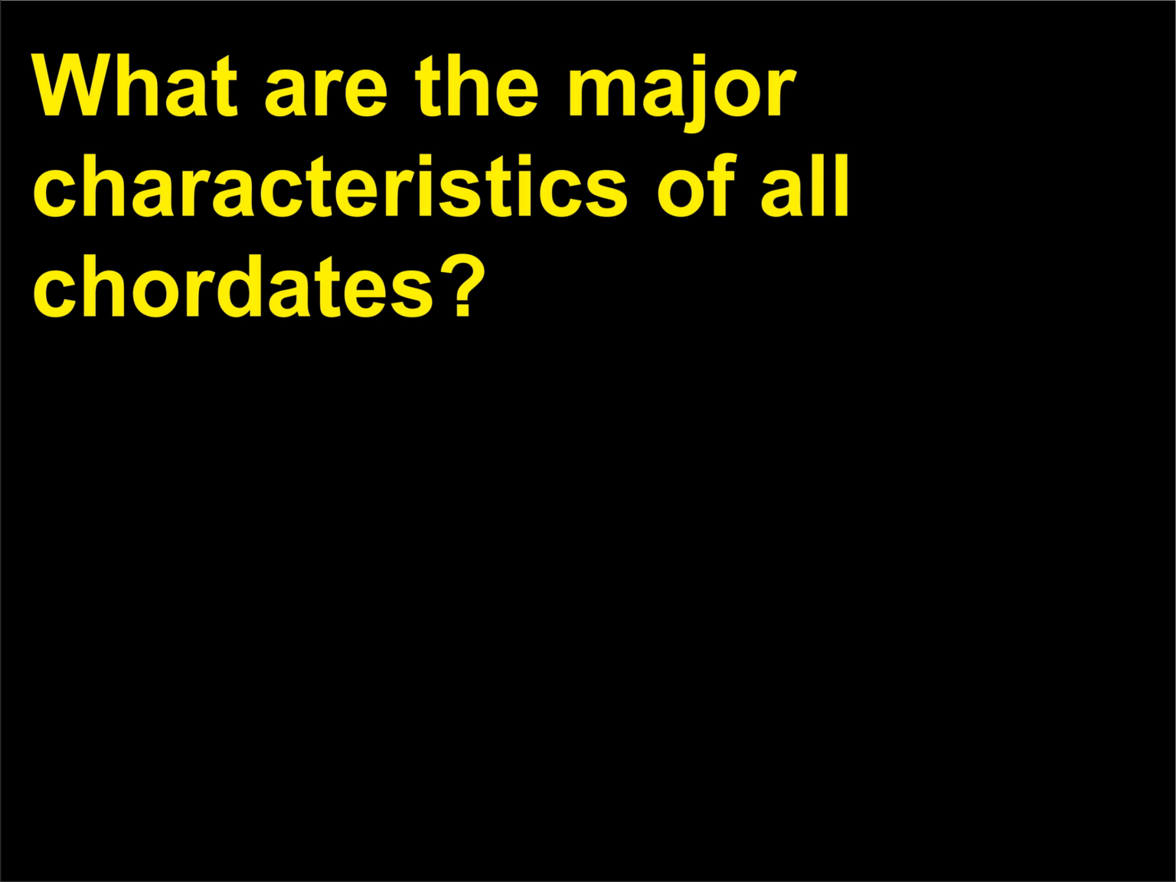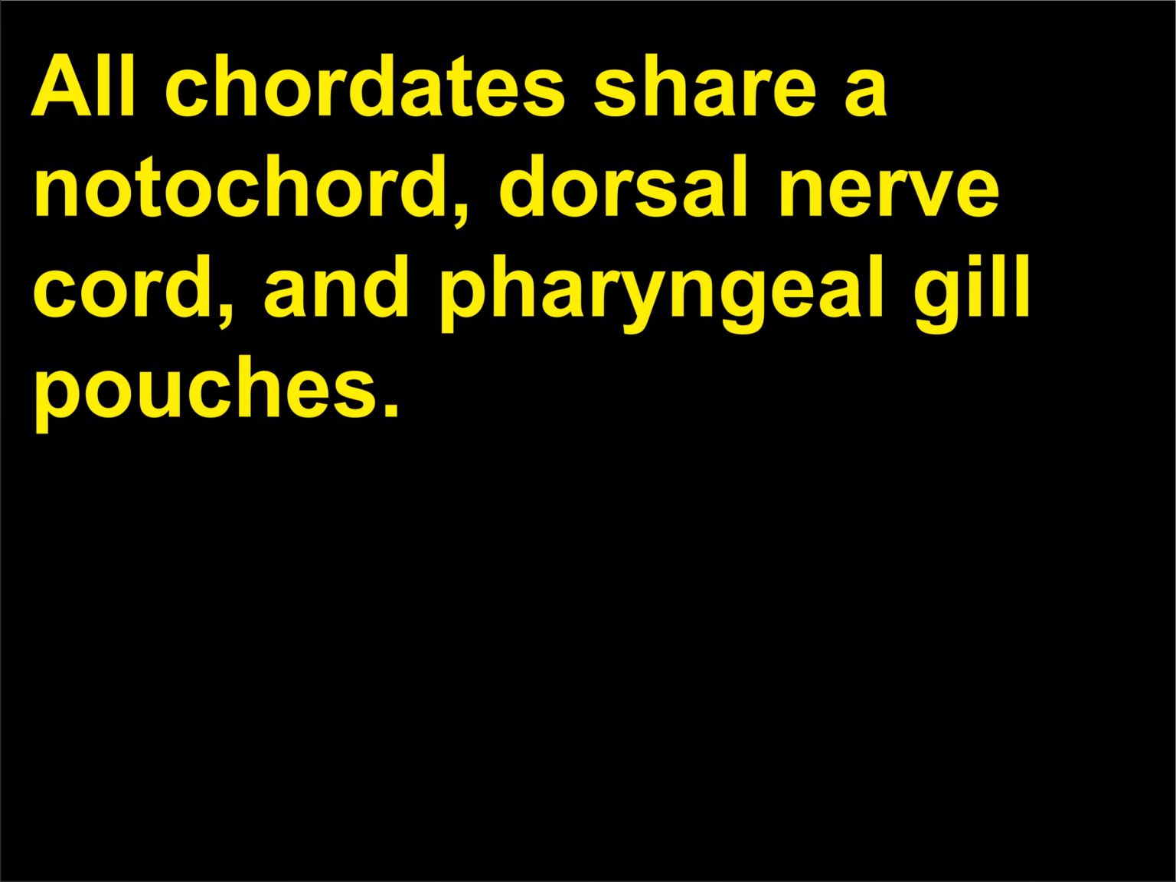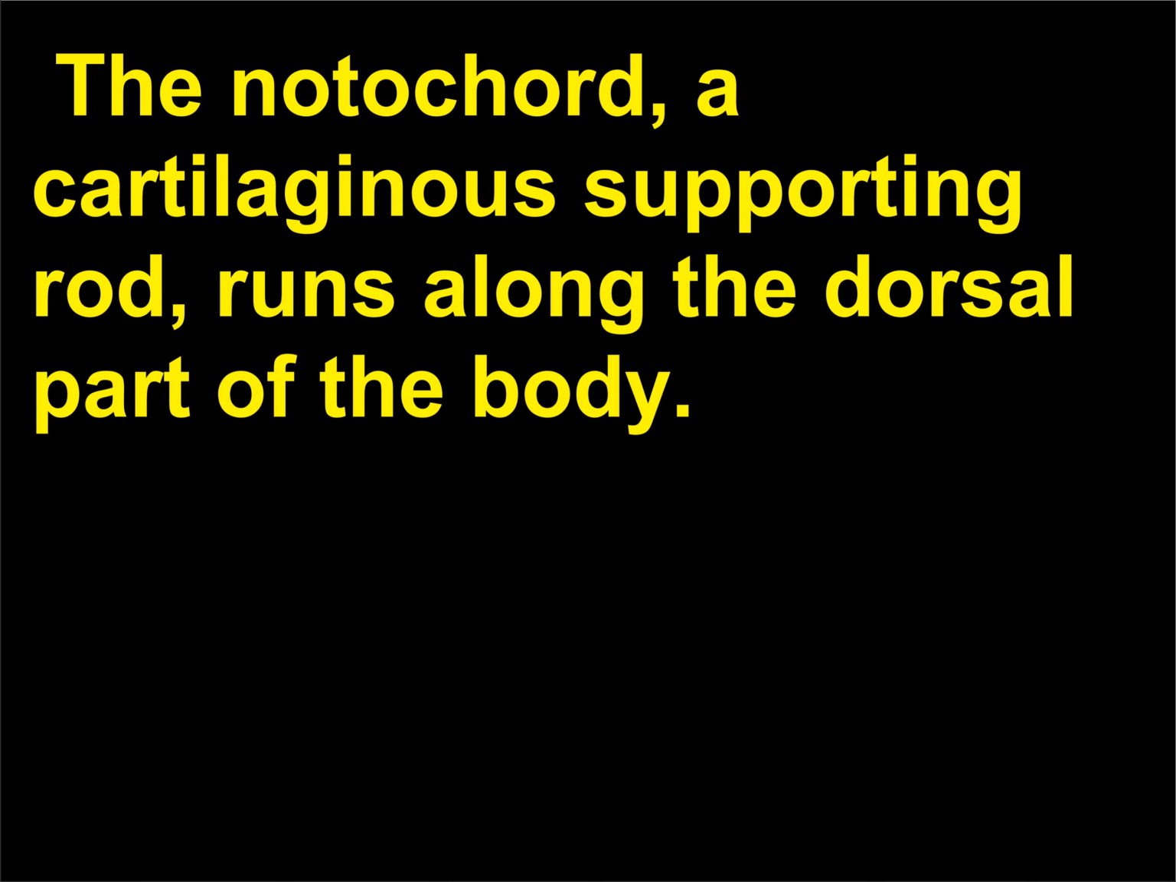What are the major characteristics of all chordates? All chordates share a notochord, dorsal nerve cord, and pharyngeal gill pouches. The notochord, a cartilaginous supporting rod, runs along the dorsal part of the body.